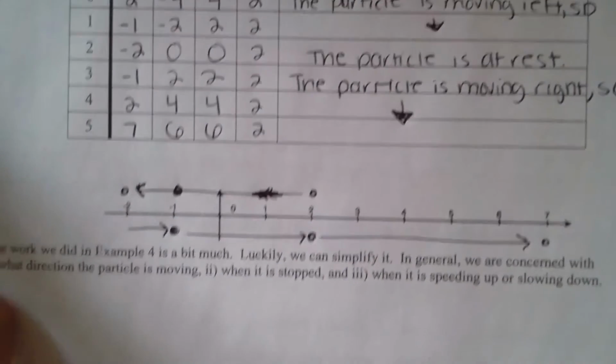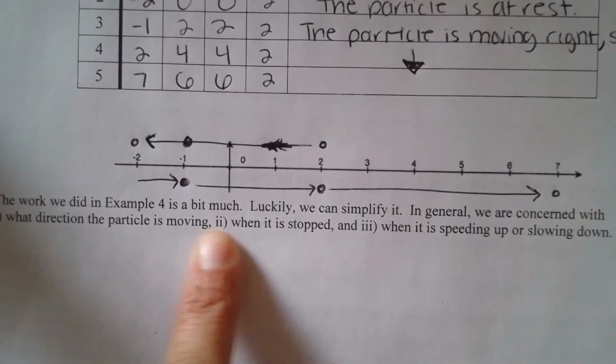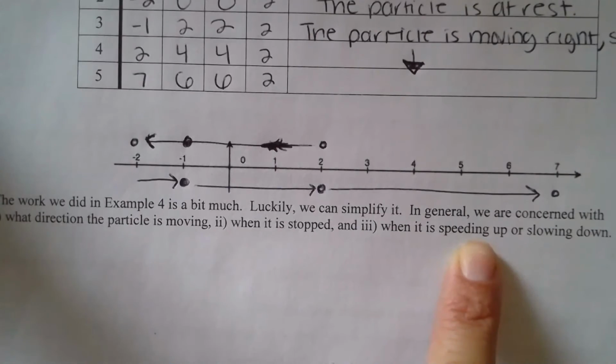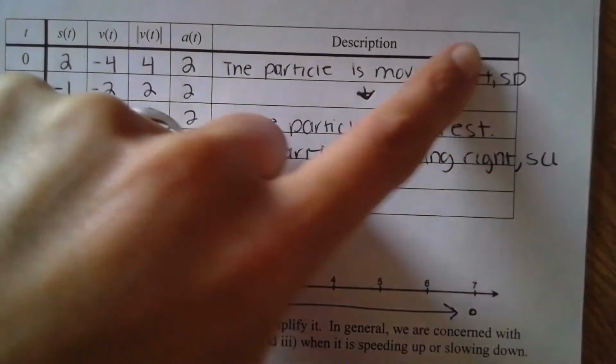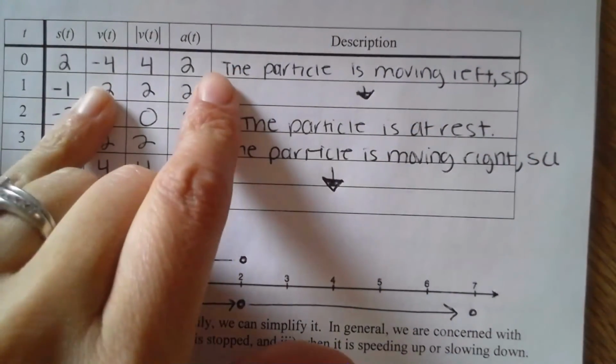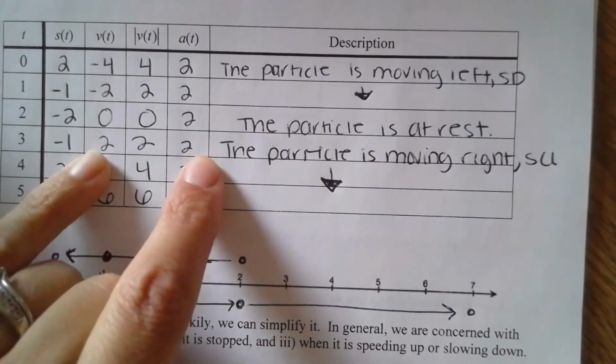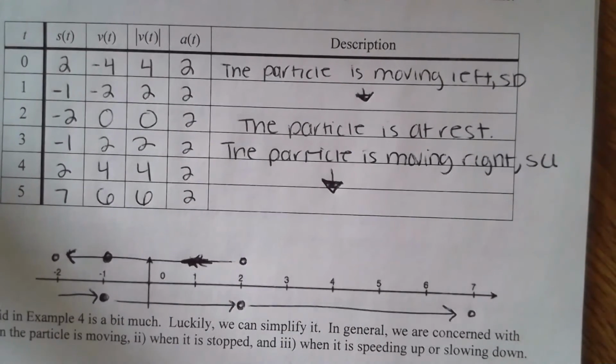And then again, you can see here what direction is the particle moving, when is it stopped, and when is it speeding up or slowing down. We answered all of those in our table, because slowing down, opposites, opposites, speeding up, when is it at rest.